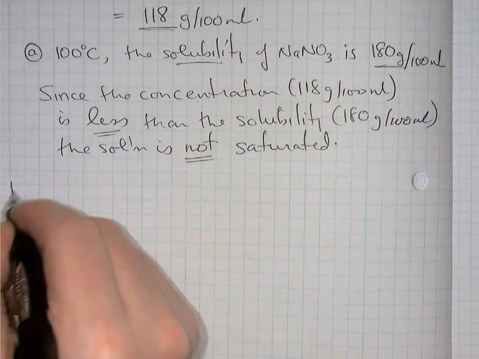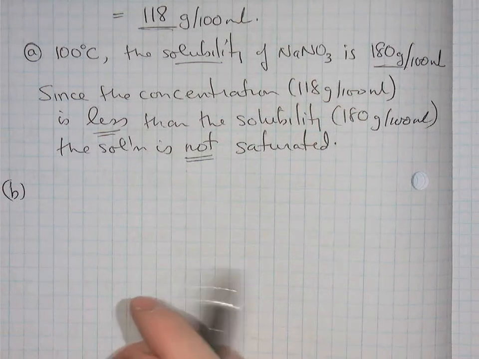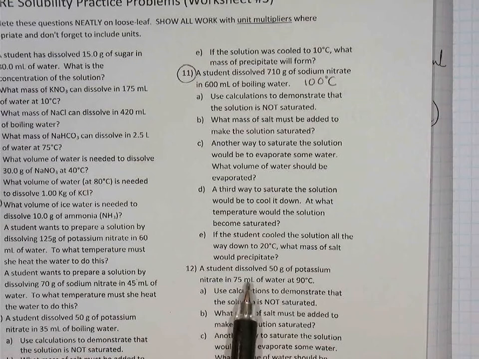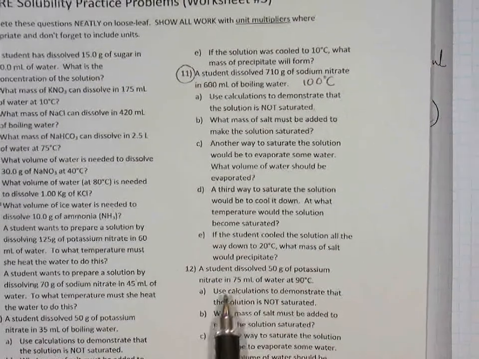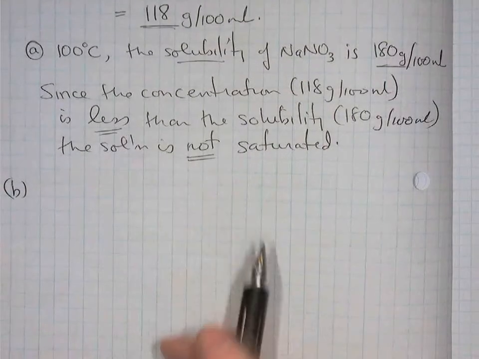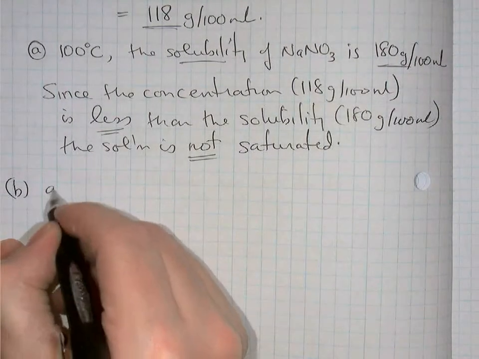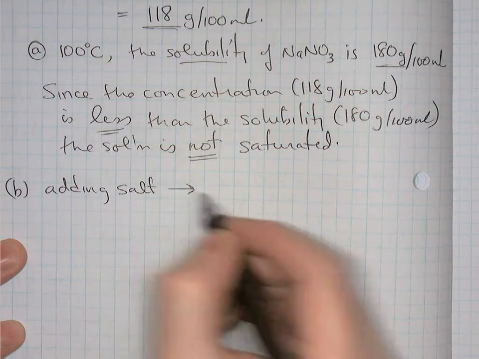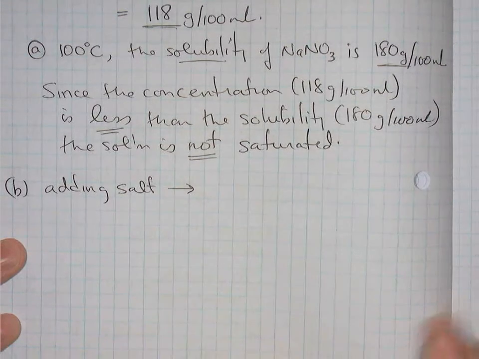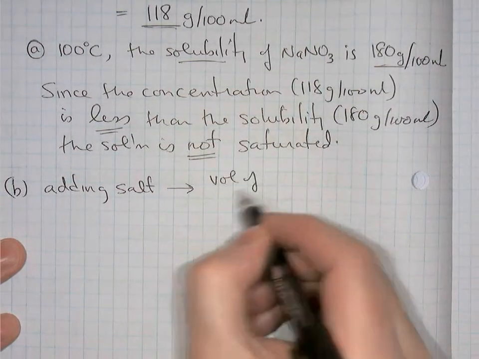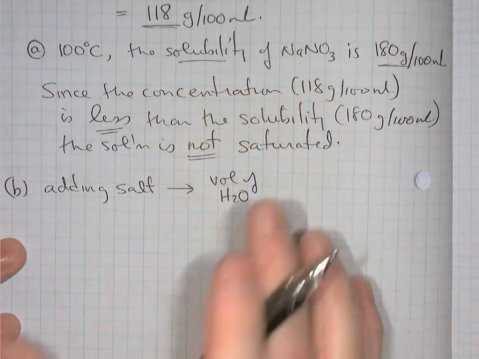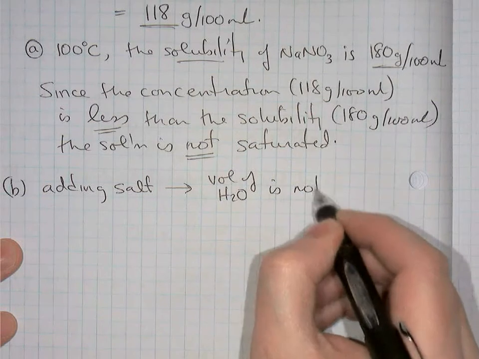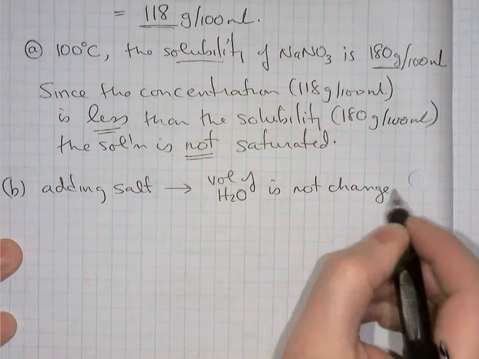All right, part B, we're now going to go through a series of ways we could make the solution saturated. In part B, what mass of salt must we add to make the solution saturated? So what we're going to do here is note that we're adding more salt, and what we want to observe is that when you add salt, the volume of water, not the volume of the solution, but the volume of the water in the solution, does not change.